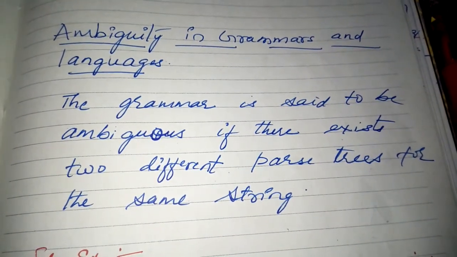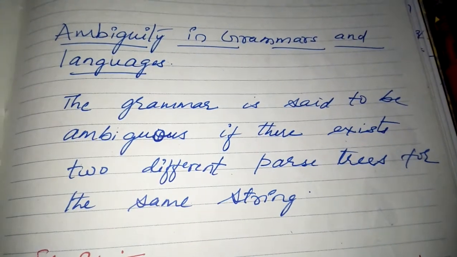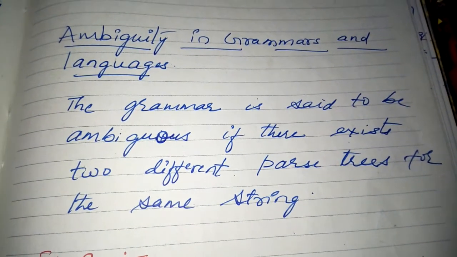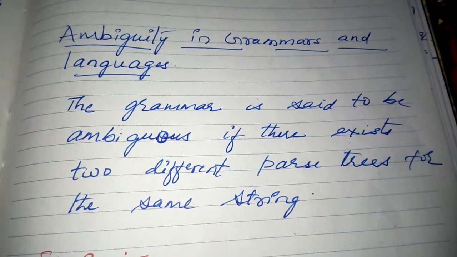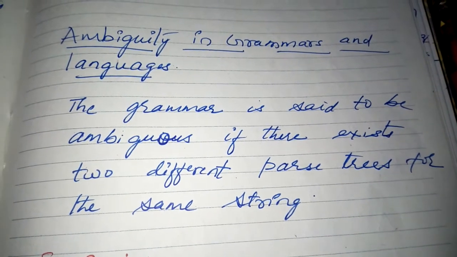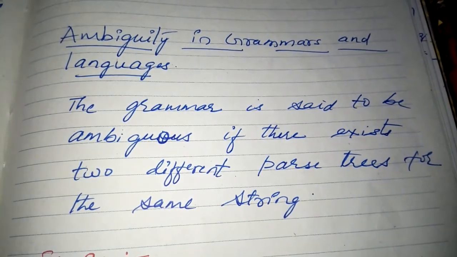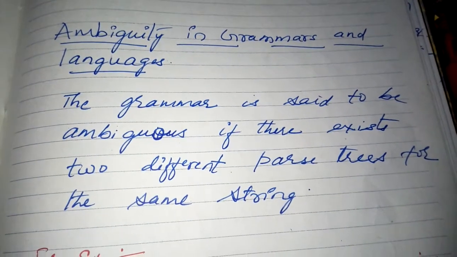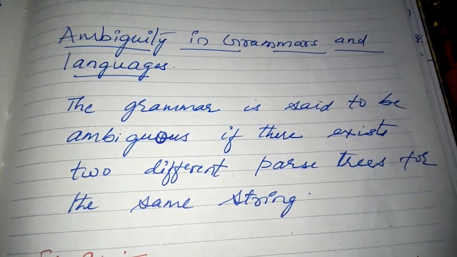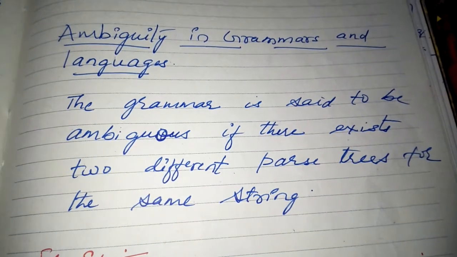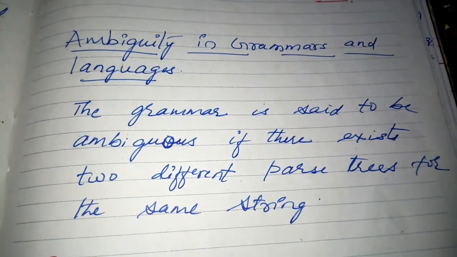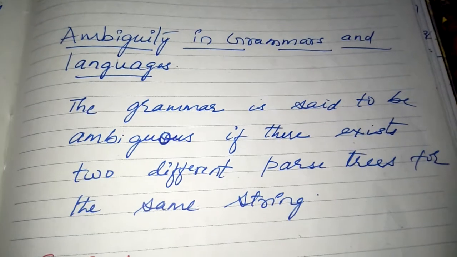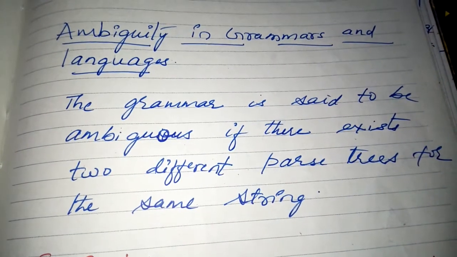Now, what do you mean by ambiguity? Ambiguity is nothing but confusion. When a grammar derives a string and that particular string can be derived with some other pattern also, then the compiler gets confused. This is called ambiguity.